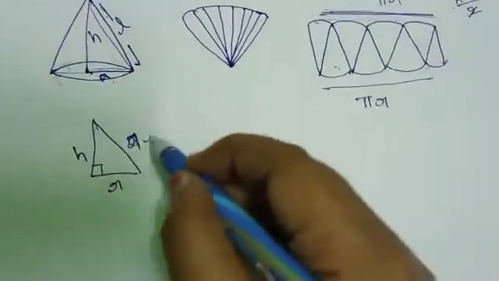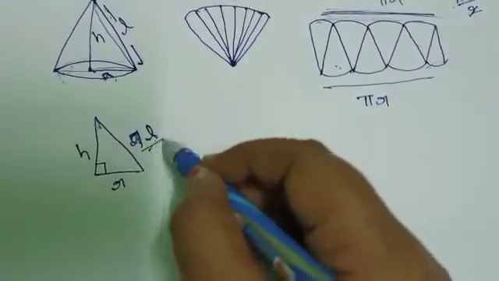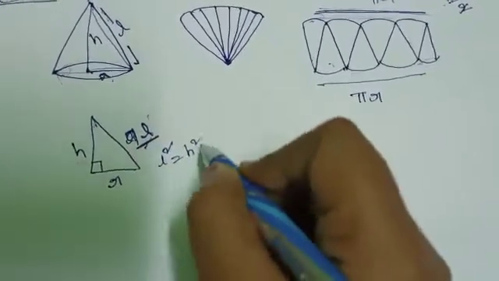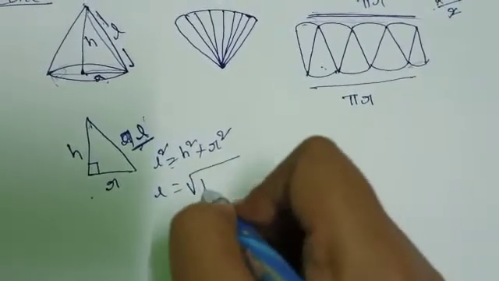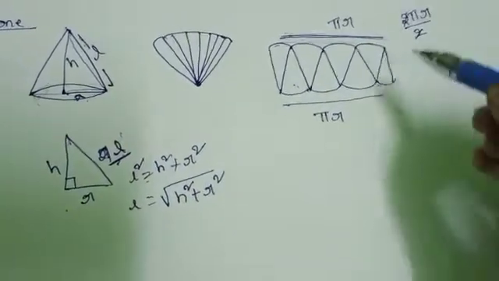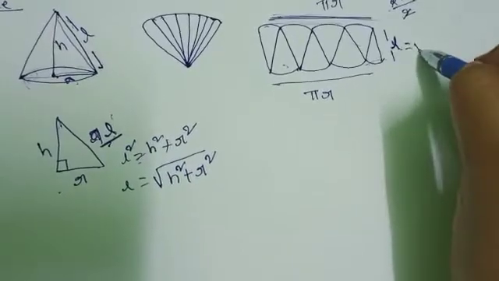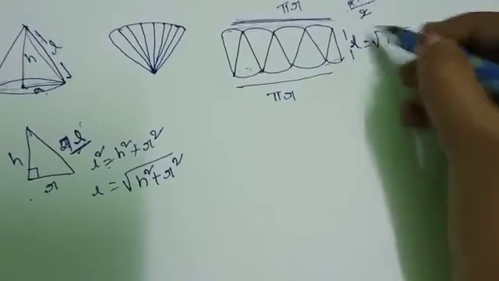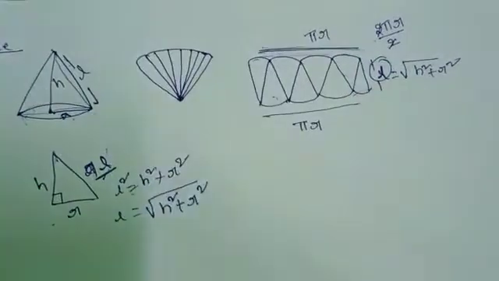So what is L? Apply Pythagoras theorem. L is the hypotenuse. Hypotenuse square equal to side square plus side square. Here we want L. L equal to root over h square plus r square. Okay. So this is the L. This length is L. This L is nothing but slant length.